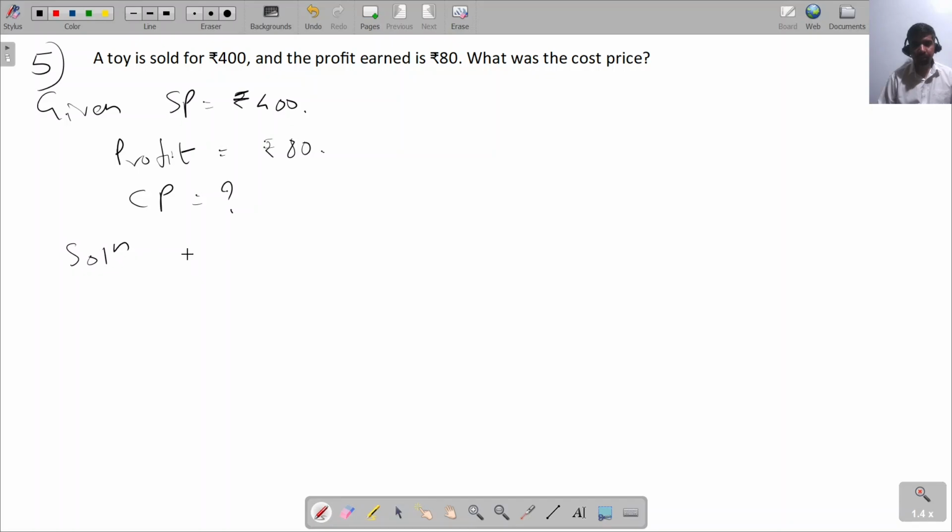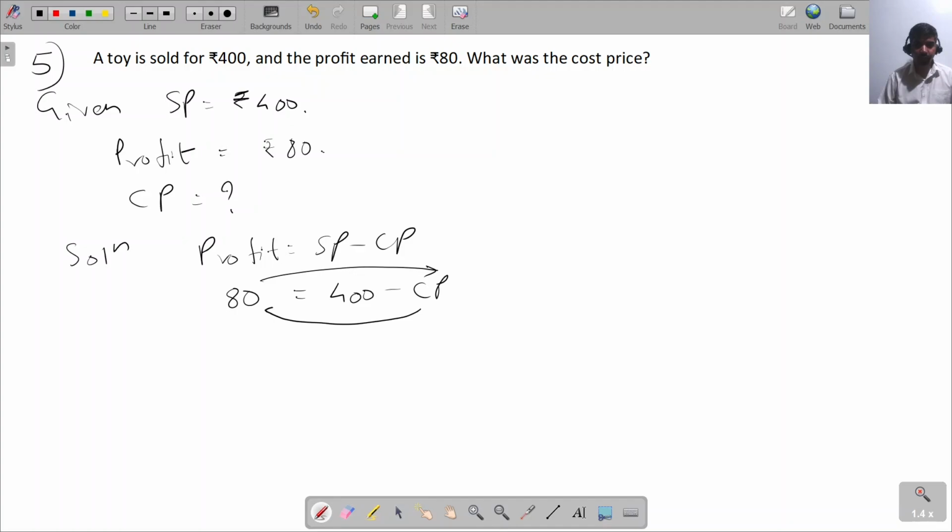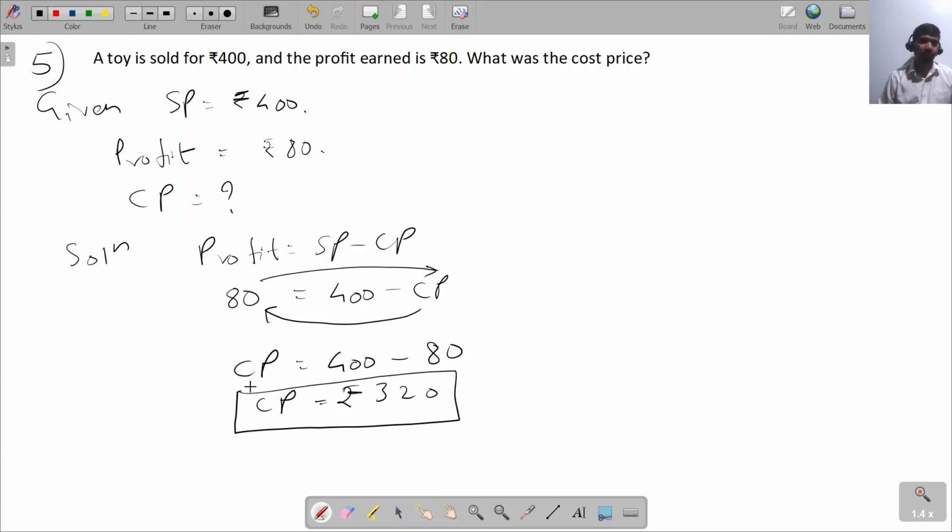Solution, very simple sum. Profit is what? Selling price minus cost price. Profit is rupees 80 over here. Selling price is 400. Cost price we have to find. Bring this over here. So CP will be 400 minus 80. So this will become 320. Rupees 320. So this is the cost price of this particular toy. Simple sum. Let's go further.